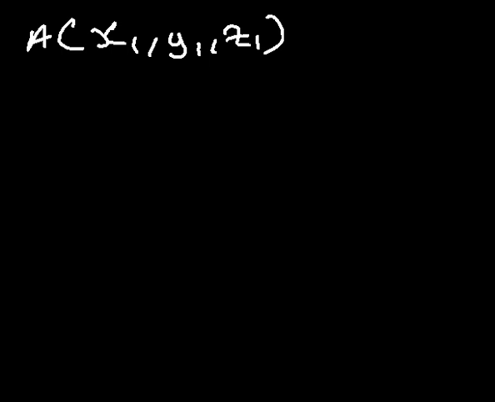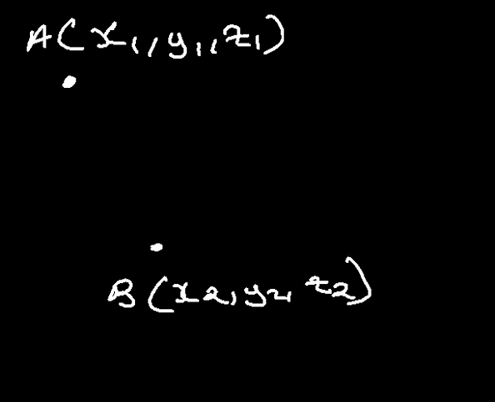Now let's say we have a point A, and it consists of the coordinates x1, y1, and z1. And let's say we have a point B, which consists of the coordinates x2, y2, and z2. Now, assuming the two points are connected by a straight line, we have the line AB. It can be line AB or line BA.